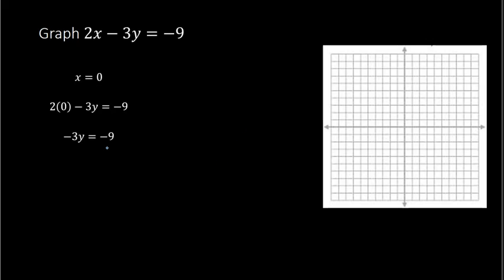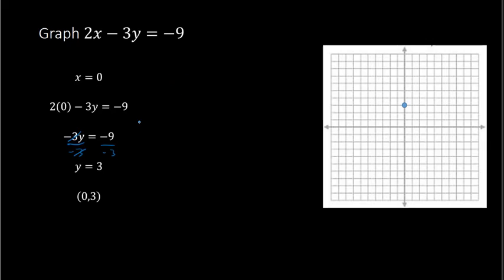And then to solve, I need to get rid of this -3, which is being multiplied. And I get rid of it by dividing. So divide both sides by -3. I have y on the left and +3 on the right. So when x is 0, y is +3. So my ordered pair is (0, 3). And to graph this, I go over 0 and up 3 to get this point right there.